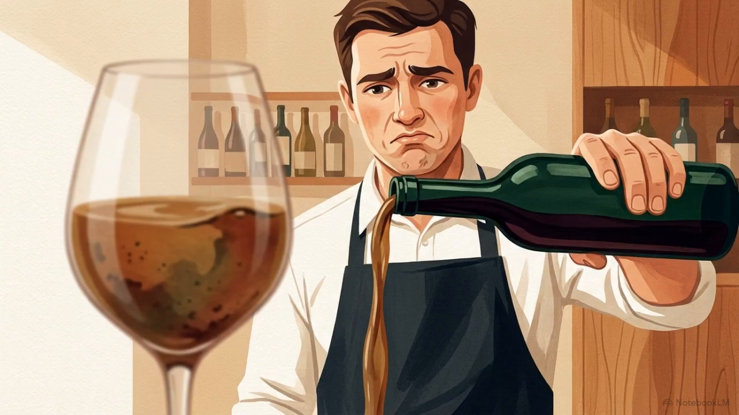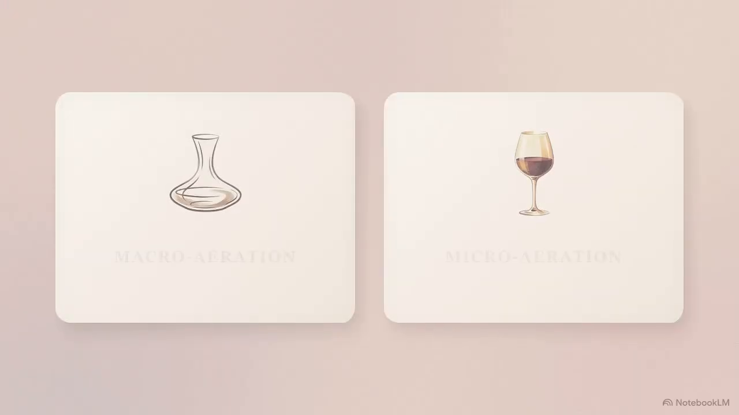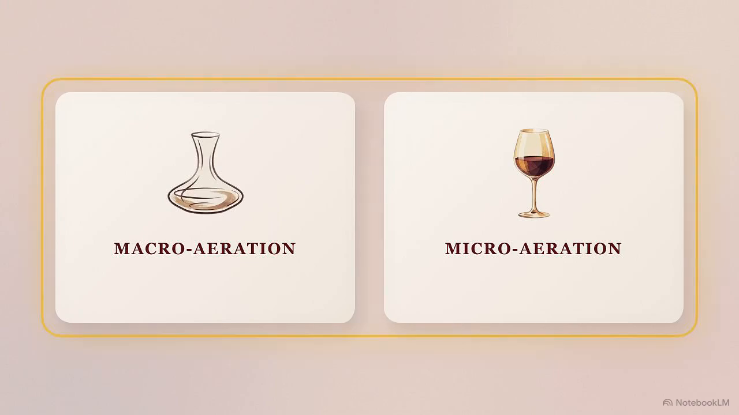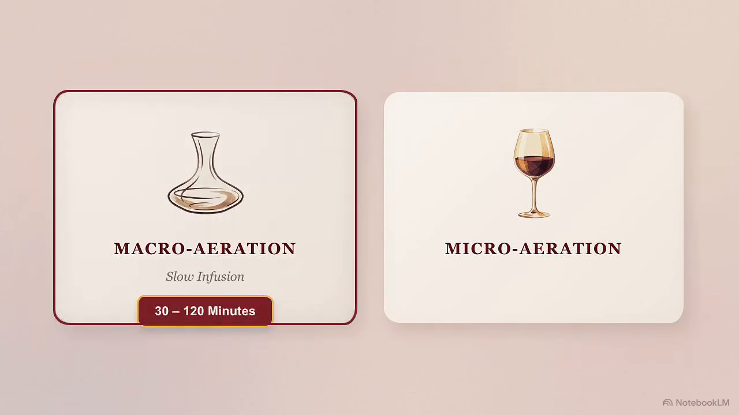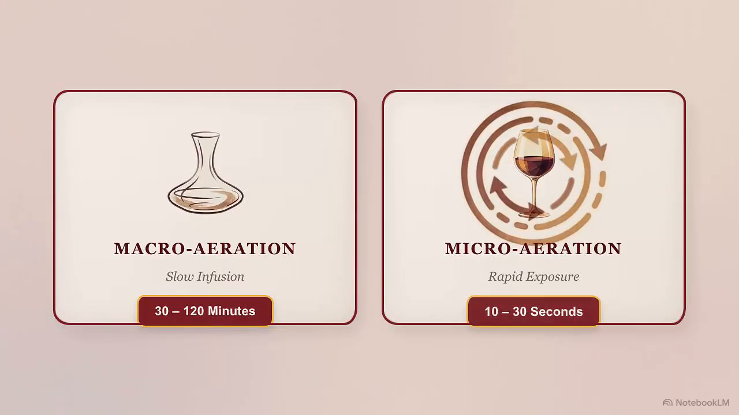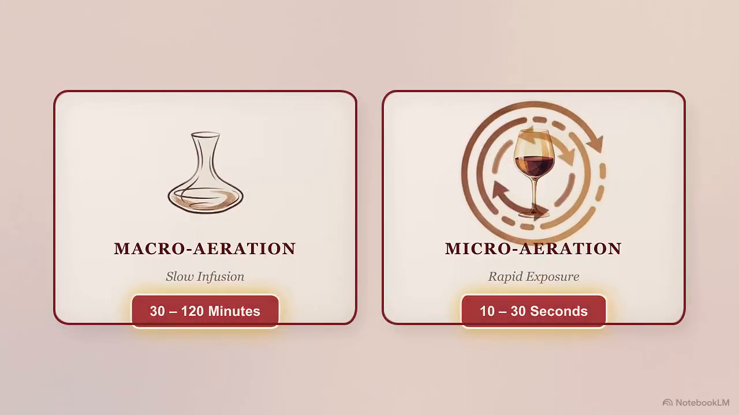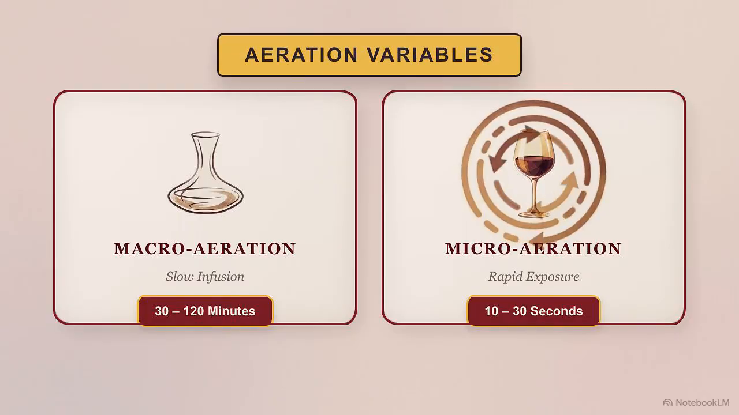However, treating every bottle as if it needs the same physical intensity leads to ruined flavors. This comparison shows how different tools trigger oxidation. When oxygen interacts with wine, it breaks down harsh compounds like tannins. A decanter provides macro-aeration over 30 to 120 minutes. Swirling creates micro-aeration in 10 to 30 seconds.